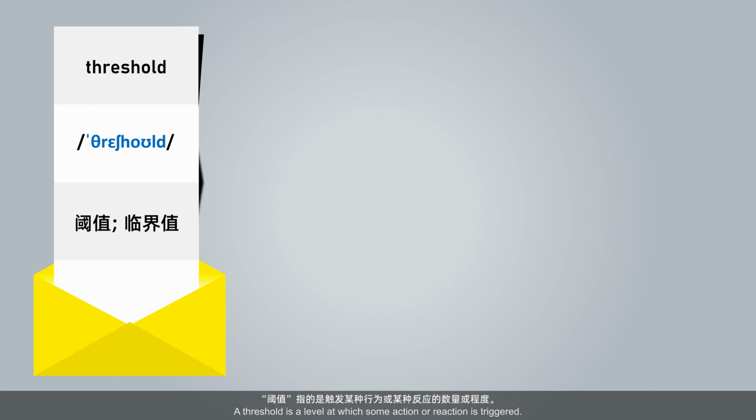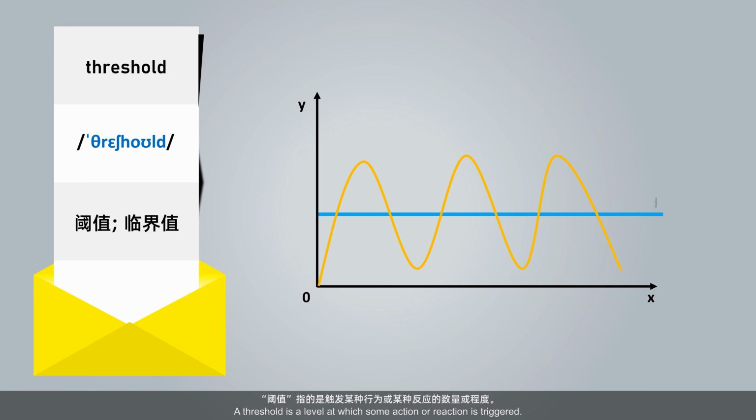Threshold. A threshold is a level at which some action or reaction is triggered. That is to say, when a measurement reaches a threshold, we expect something to happen.